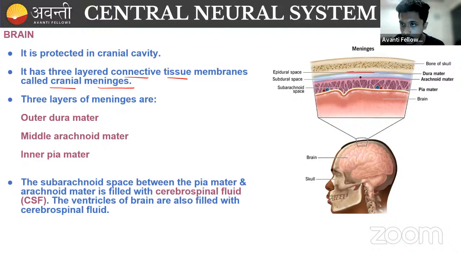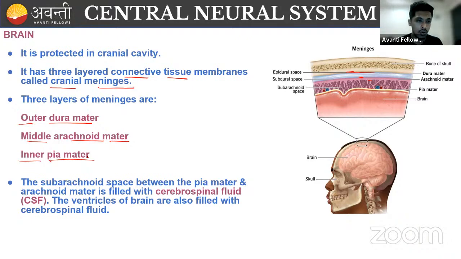From here to here is your dura mater. From here to here is your arachnoid mater. From here to here is your pia mater. Let's see them. The 3 layers of the meninges are the outermost dura mater, the middle arachnoid mater, and the inner pia mater. Is it clear, people?